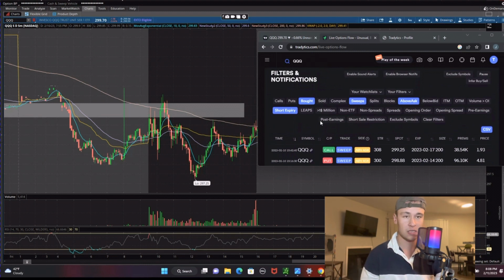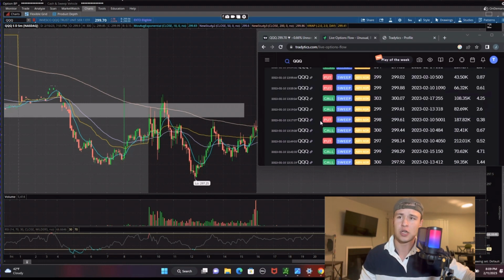I'm looking for sweeps. Sweeps are basically when large institutions go across many different brokerages and get as many options as they possibly can. That's what a sweep is. And then I look for above ask. That obviously means that they have urgency. And then I also look for short expiry because this is a day trade or a scalp. So I'm looking to get rid of these contracts that day or even in the next 20 to 30 minutes, not even the end of the day.